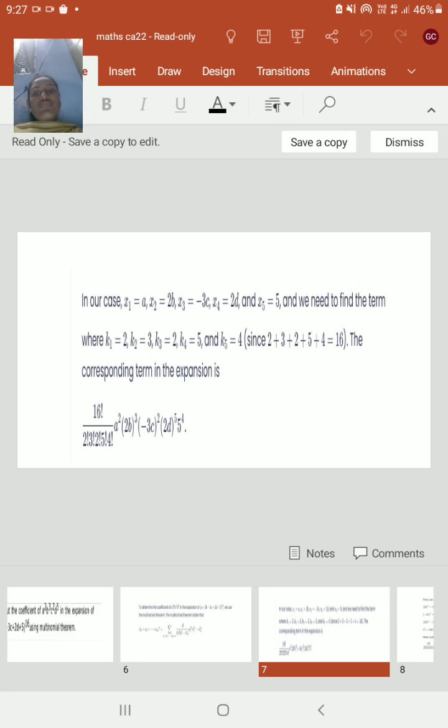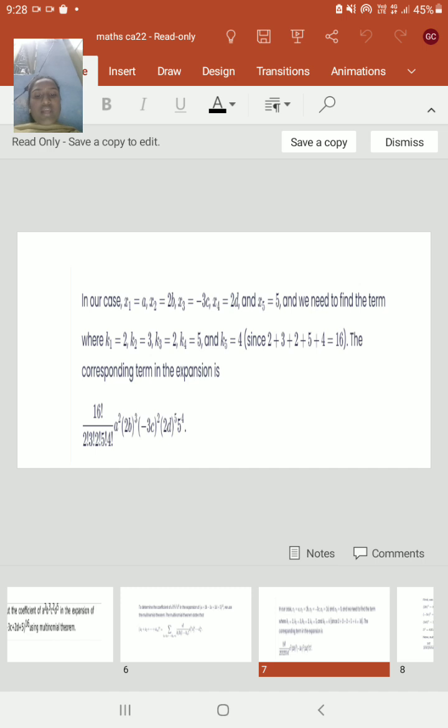By simplification, we will get the k values. Here the exponents are 2, 3, 2, 5, 4. If we add them totally, we will get 16. So now we take the corresponding term in this expansion. So how much did we get? 16. So n, what is the n value? 16. So 16 factorial by what are the k values? k1 2 factorial, k2 3 factorial, k3 2 factorial, k4 5 factorial, and k5 4 factorial.